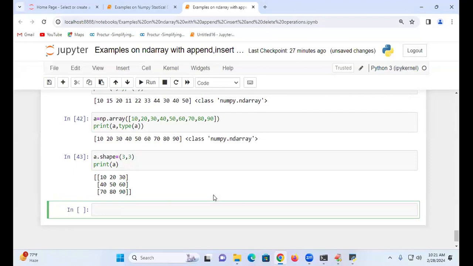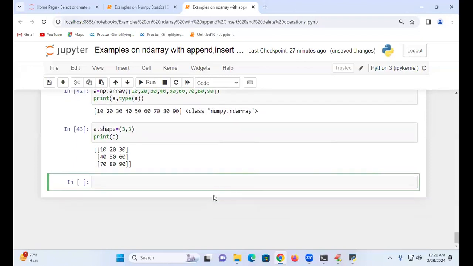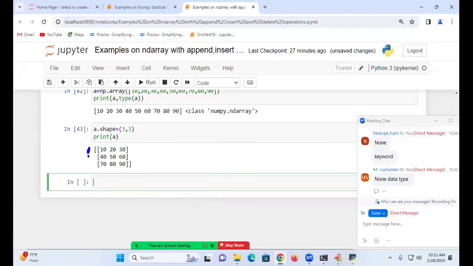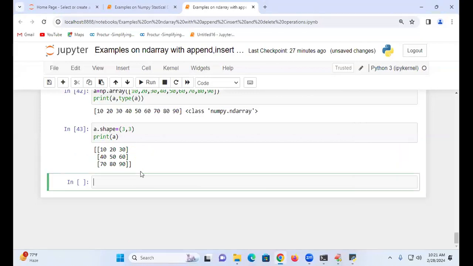Print of A. This is my data. Shall I insert now? Yes. Where you want to insert? So here 0, 1, 2. Now I want to insert. Where I want to insert? At first row I want to insert. Earlier I appended at the last row, or I appended as a column. Now I want to insert my element in the existing rows. So how do you do that?